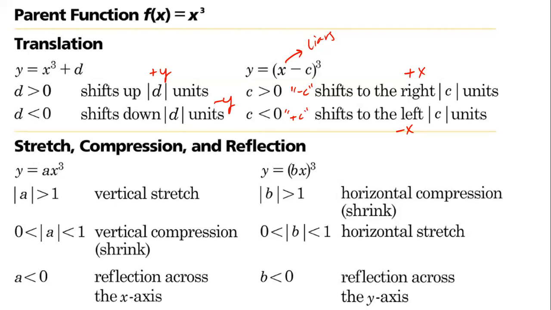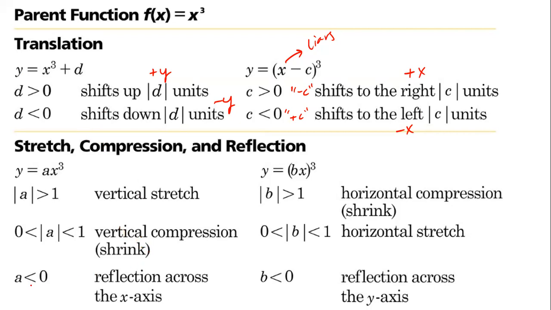Our stretch and compression and reflection. Okay. So when you have a vertical stretch, so if your A value is greater than 1, notice that we're focused on the absolute value of A, so not paying attention to whether it's negative, but if it's greater than 1, that's a vertical stretch. So we're getting skinny, we're working out more, so we're stretching out, okay? Now, if we stop working out so much, what happens is you compress, you get wider instead of skinny, okay? That's what's happening here, all right?